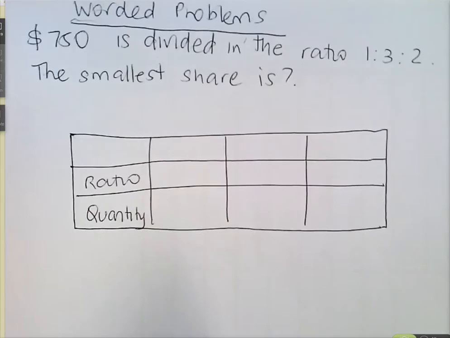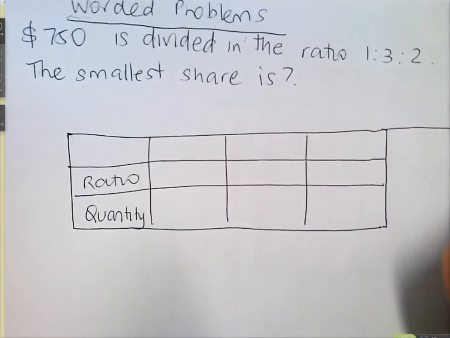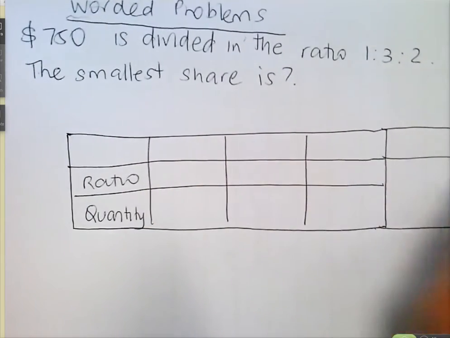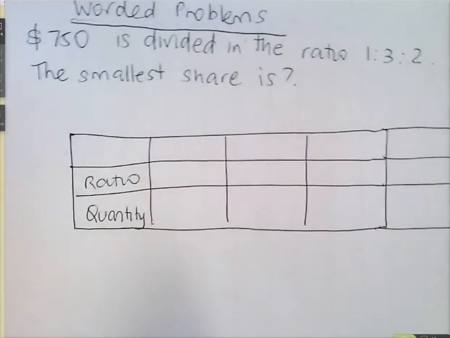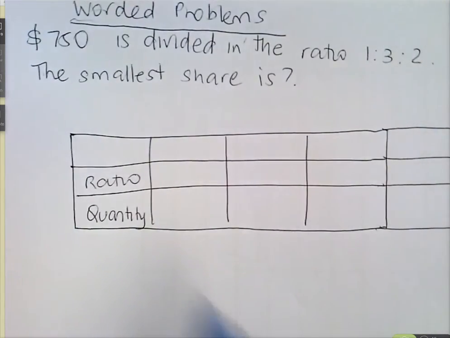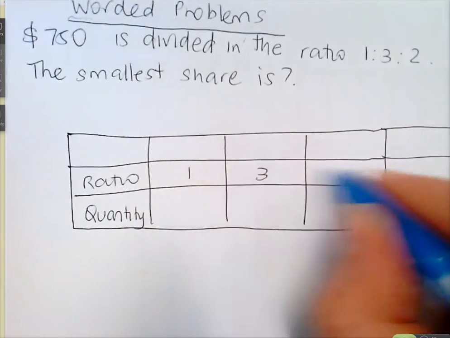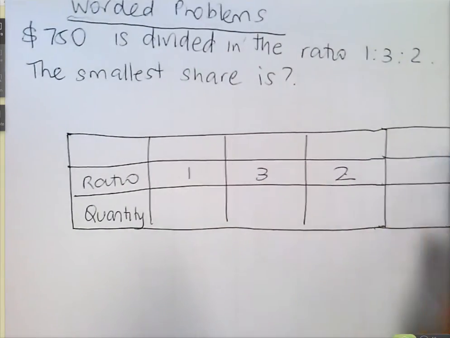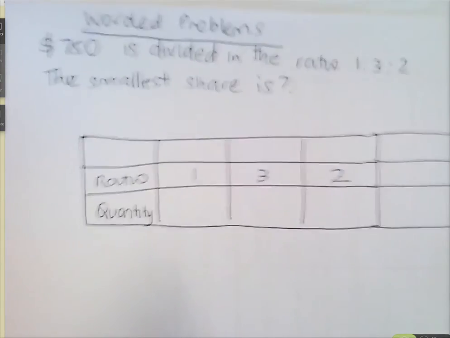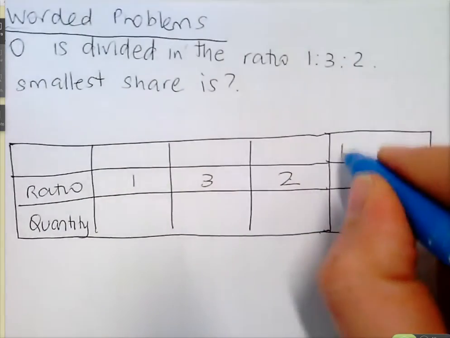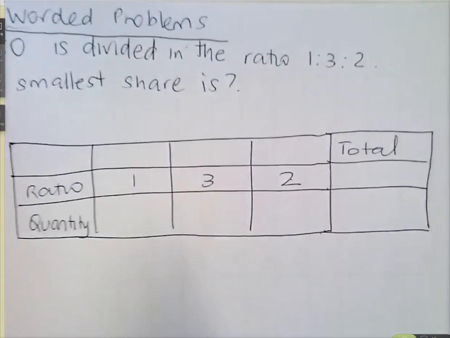What is the ratio? 1, 3, 2. All right, now how do I set this out? What do I put here on the ratio line? 1, 3, 2. What do I normally do at the end? You put a total in the table. Good, I write the total. Fantastic. And what is my total?